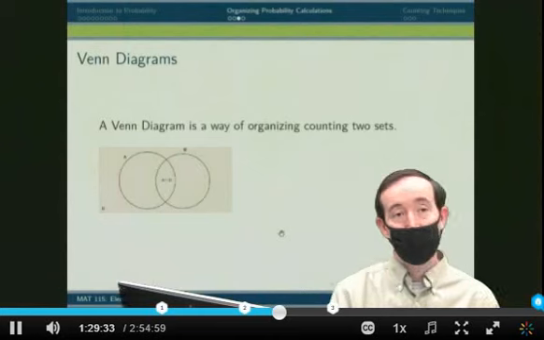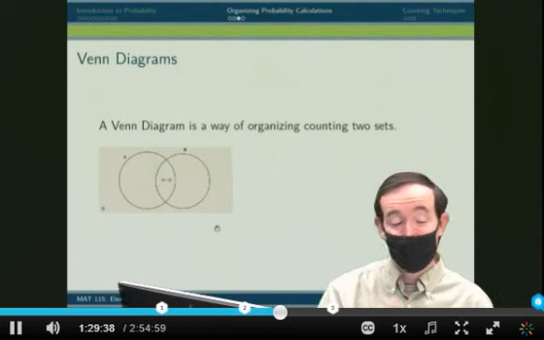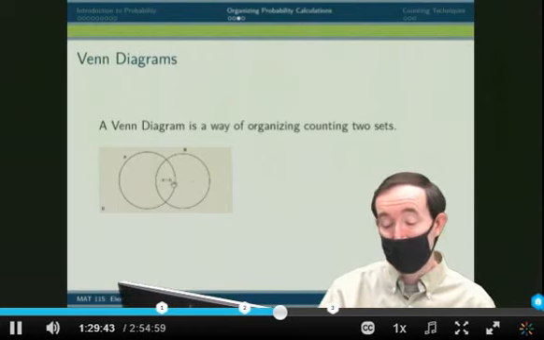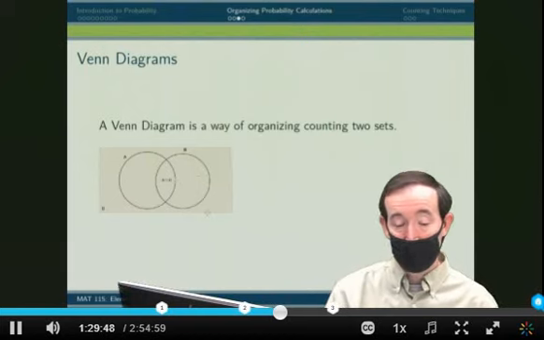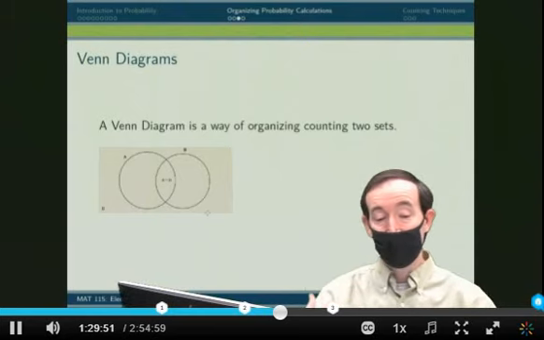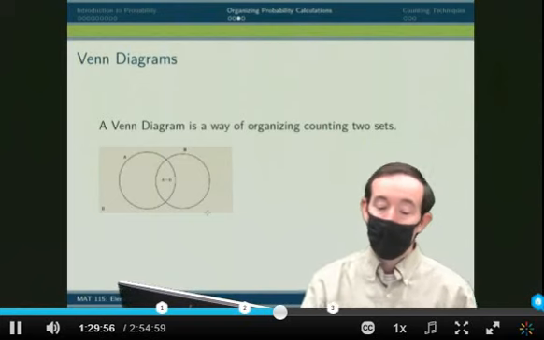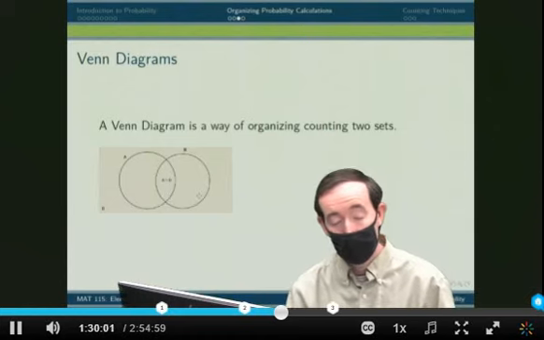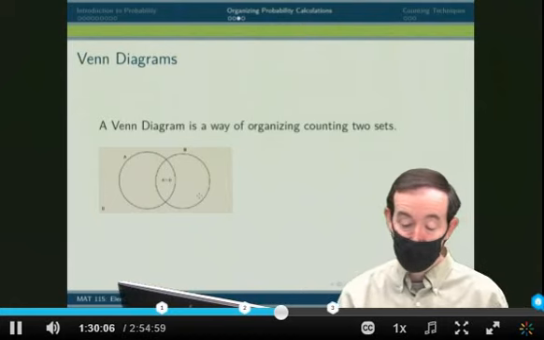So Venn diagrams, you've probably seen again the two set version. It's a way of organizing the counting of two sets, and so if we're using sets to represent the possible outcomes in our sample space, this is a great way to consider things like joint probability, or the probability that either event happens, the or probability, the inclusive probability. Again, this summarizes what happens with the addition rule, with that inclusion-exclusion idea.